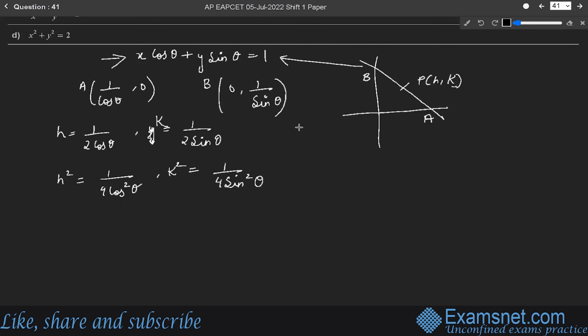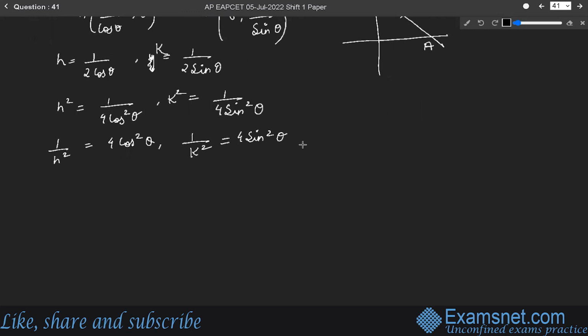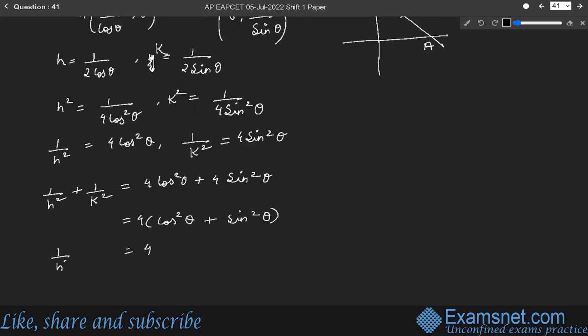Now, we have to take its reciprocal. So, the reciprocal will be 1 upon h square is equal to 4 cos square theta and 1 upon k square is equal to 4 sin square theta. Now, adding both these equations, we will get 1 upon h square plus 1 upon k square is equal to 4 cos square theta plus 4 sin square theta. Taking 4 common, it will be cos square theta plus sin square theta. We know that cos square theta plus sin square theta is 1. So 1 upon h square plus 1 upon k square will be equal to 4.